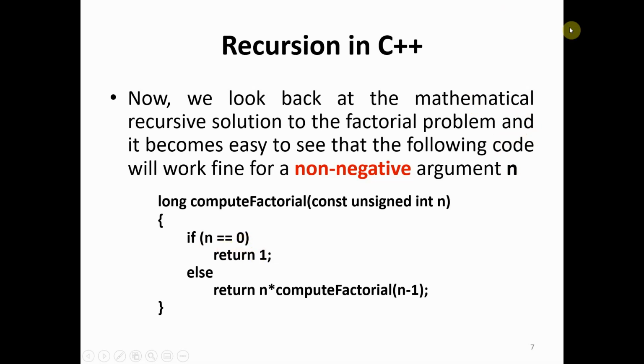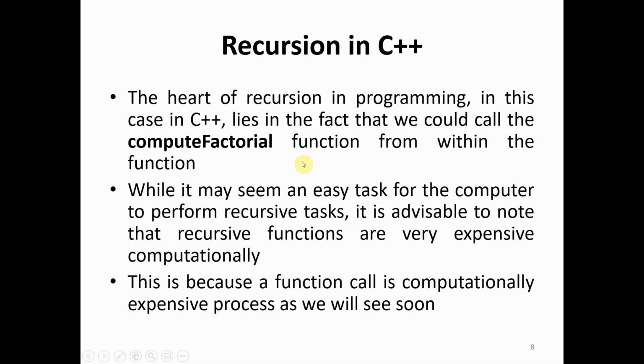Once n becomes 0, now we can return from the function. It returns from the function, it would replace 1 factorial with 1, and then can return from 2 factorial, return from 3 factorial, return from 4 factorial eventually. So this is basically what's happening. I'm going to show you this process again later, but basically the heart of recursion in programming is calling a function within the function.